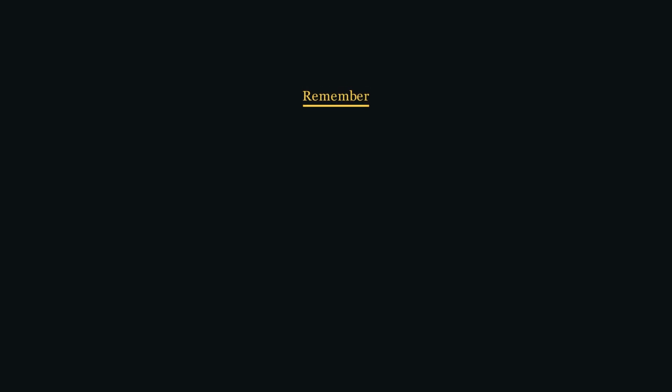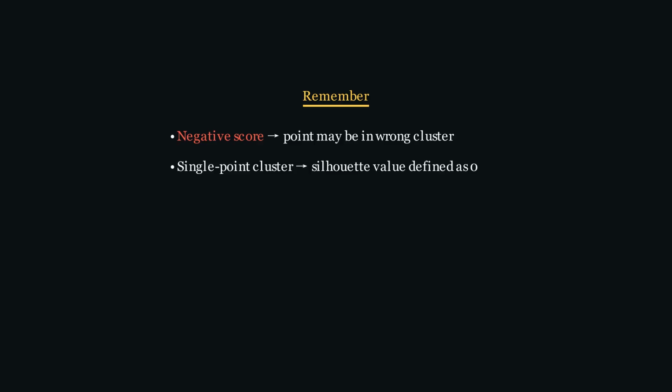A few things are worth remembering about the silhouette score. First, a negative score for a point is a warning sign that it may have been placed in the wrong cluster. Second, a cluster with only one point is given a silhouette value of 0 by definition. Third, the silhouette score works for any clustering method, not just one particular algorithm.